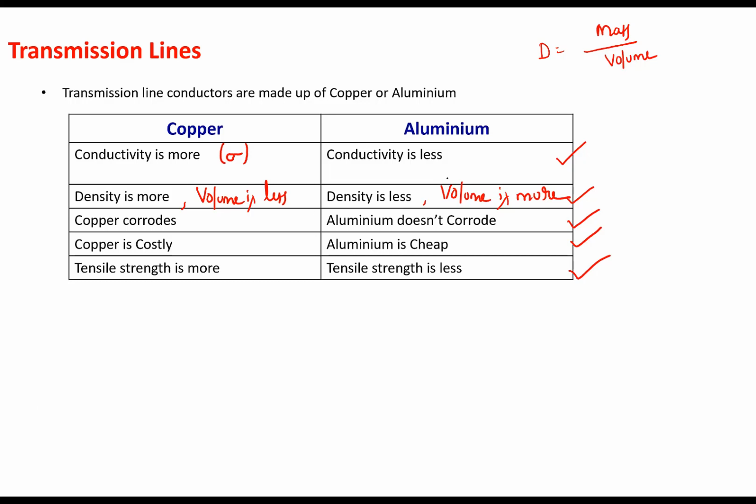Conductivity is lesser. How is it an advantage? How do we correlate the conductivity? Suppose I want a conductor that carries, say, 100 ampere. If I take a copper conductor, its size will be something like this. It is the copper conductor. When I take aluminum, its size will be like this. This is aluminum.